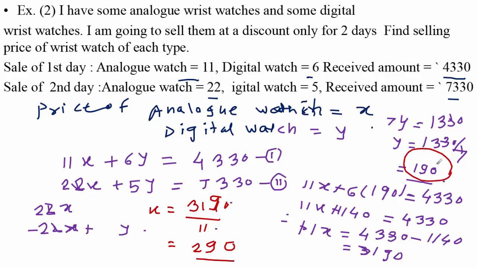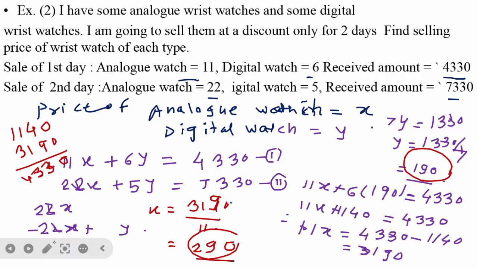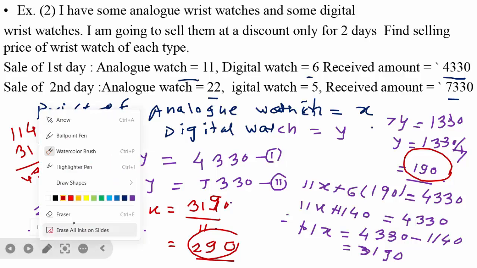You can see, if we multiply this 290 by 11 and 190 by 6, what amount you will get, we shall see. From 190 we sold 6 watch, 190 into 6 are 1140, and 290 into 11 becomes 3190, and total is 4330. We have sold analog watch at rupees 290 and digital watch at rupees 190.